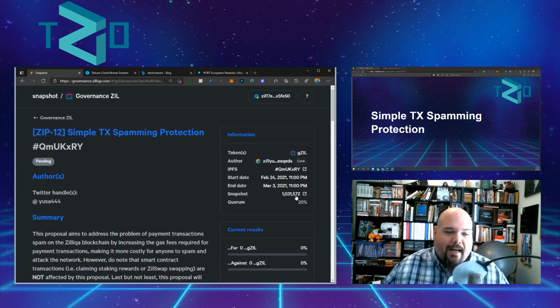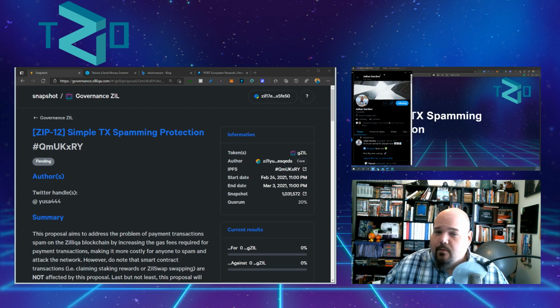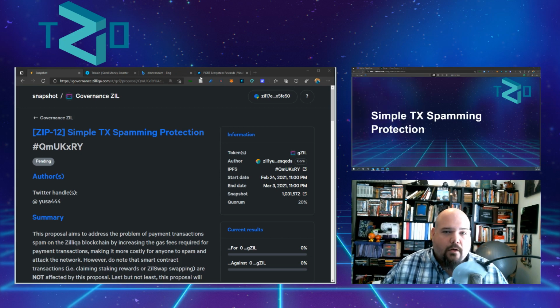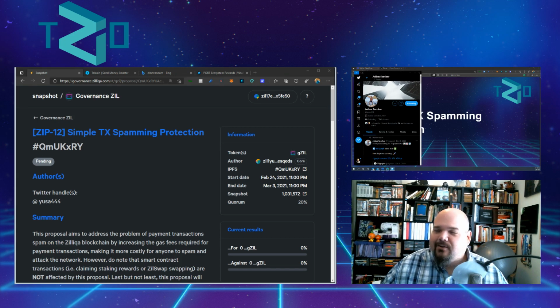But before we do that, the author of this proposal is YUSA 44. Let me bring that up here on the other screen. YUSA 44. In fact, let's move it over so we can get a better view. I can't move it over so that we can get a better view right now. I know that's really small, so I'll read it. It's Julian Sarcher. Julian Sarcher.